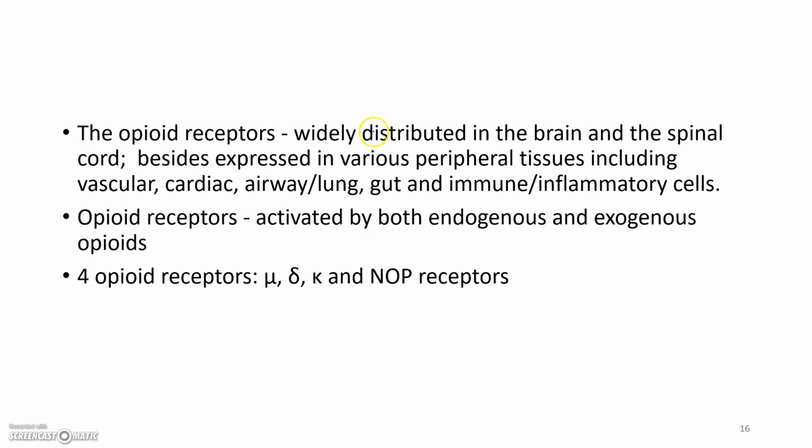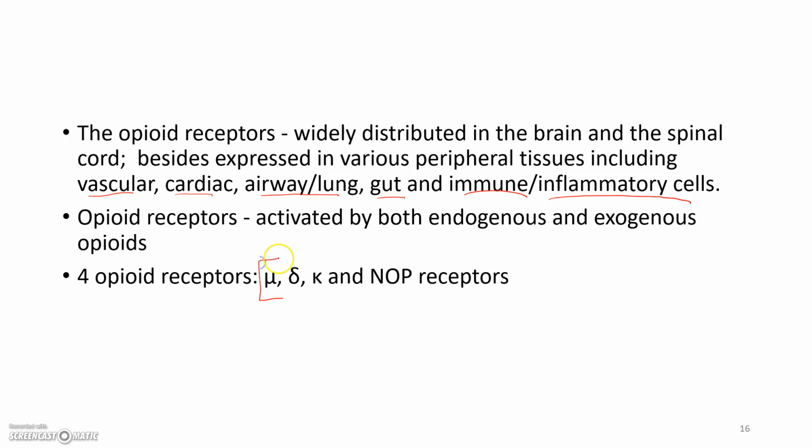The opioid receptors are widely distributed in the brain and the spinal cord, and also expressed in various peripheral tissues, including vascular, cardiac, airway or lung, and also the gut, and can be found in immune or inflammatory cells. Opioid receptors can be activated by both endogenous and exogenous opioids. And there are 4 main opioid receptors.